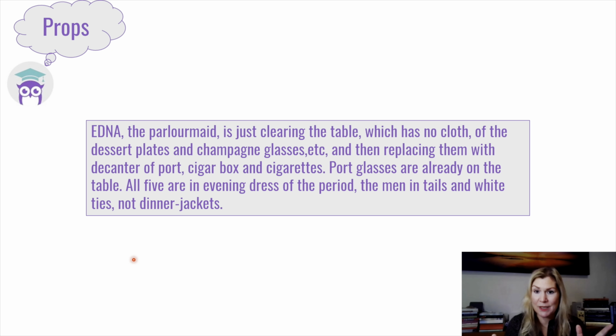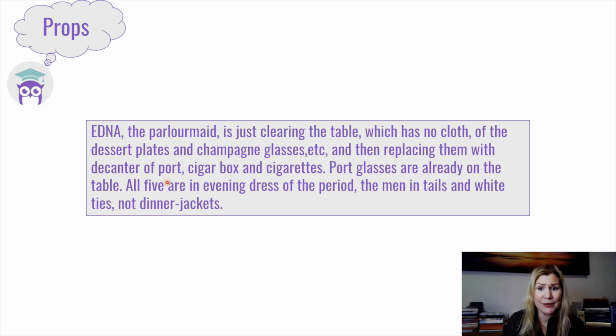Now, why? What do the props reveal? Well, it tells us immediately about the status of the Birling family. All of these items that are on the table, dessert plates, the fact that they're having dessert, that they're able to get in sweet foods, etc. Champagne is a very expensive alcohol. Particularly so is port, the fact that they've got decanters of port. Decanters are special bottles that you put port in so that it can breathe before you serve it. Cigars are incredibly expensive as well.